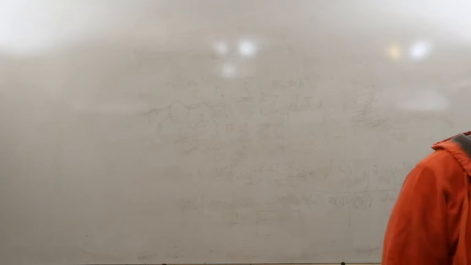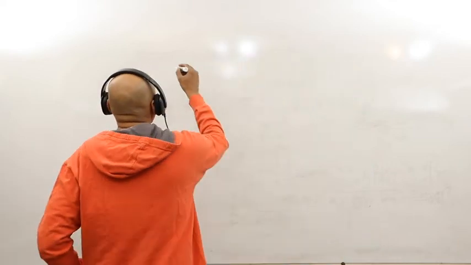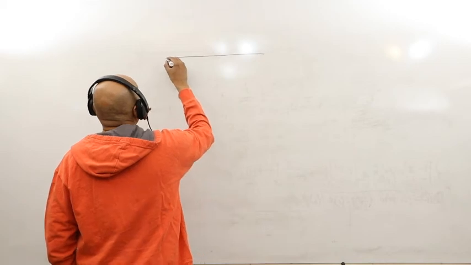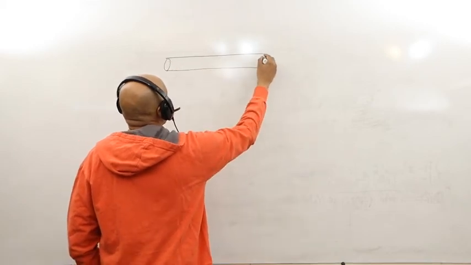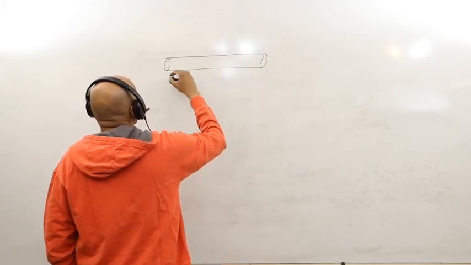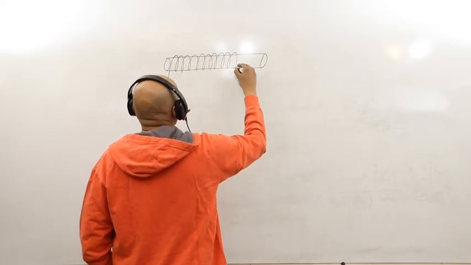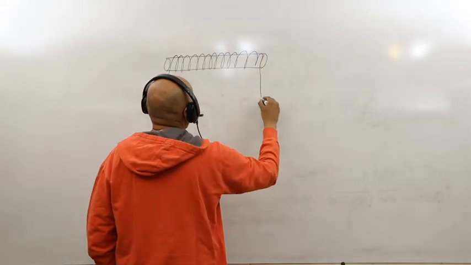Okay, so we're now doing exam review 3, question number 8. So you're told that you have a solenoid, and it has to be a linear solenoid. So we have a core, and then we have this wire that wraps around the solenoid that's attached to a battery.